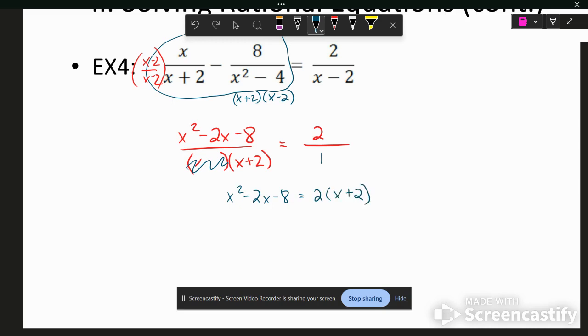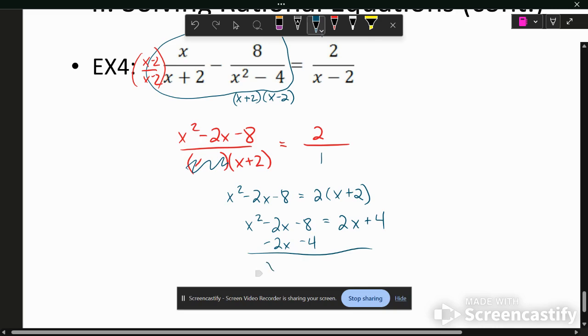Some of you might actually be able to see that x squared minus 2x minus 8 you can factor. If you can see that and you want to factor it, you could definitely do that. That'll help as well. But if not, this is usually the method that I see a lot of students do. So now we've got x squared minus 2x minus 8 equals 2x plus 4. I'll move everything over. So subtract 2x, subtract 4. x squared minus 4x minus 12 equals 0.